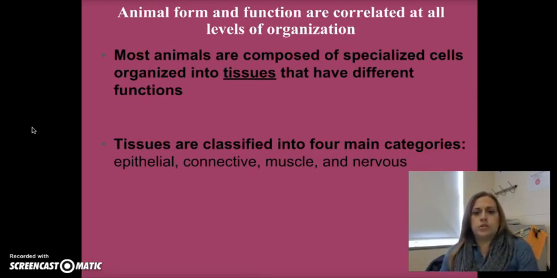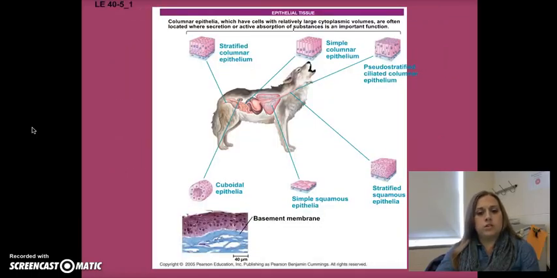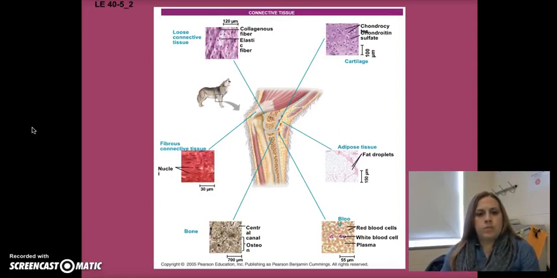So animal form and function are correlated at all levels of organization. So most animals are composed of specialized cells that are then organized into tissues that have different functions. Now we can look at those tissues and see how they are then classified into four main categories. So epithelial tissue, connective tissue, muscle tissue, and nervous tissue. So epithelial tissue is going to be the tissue that sort of surrounds the body, so like it lines the inside and the outside of the body.